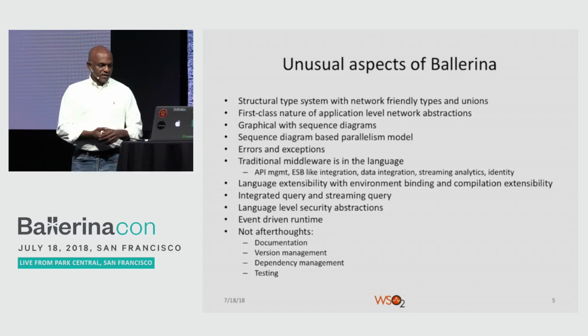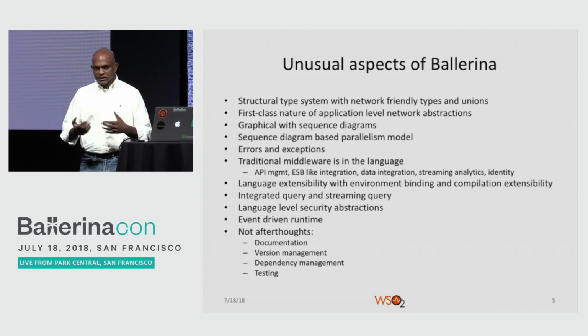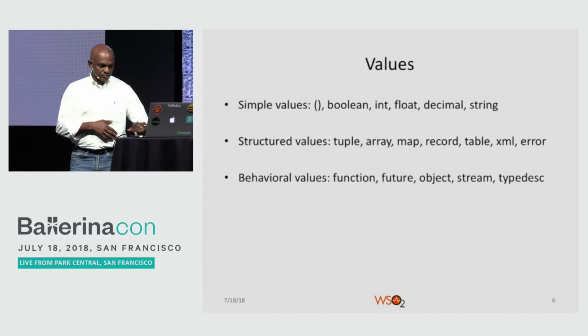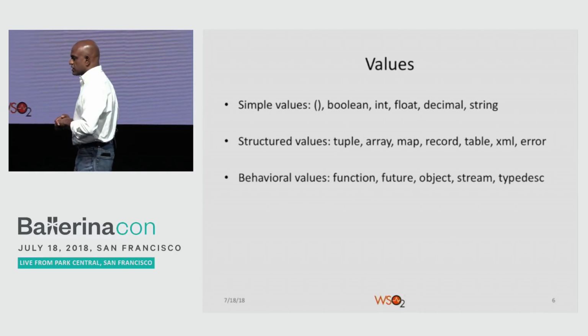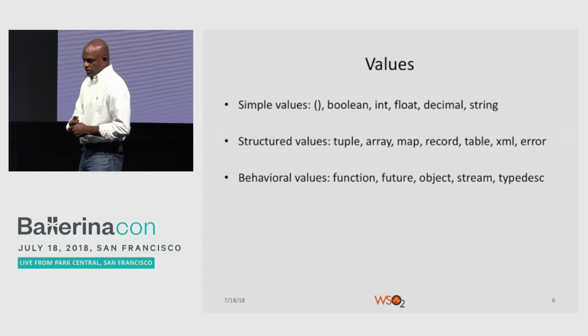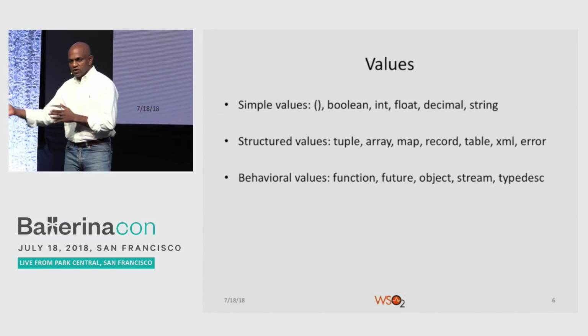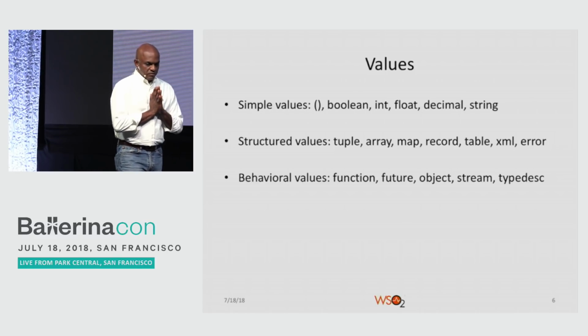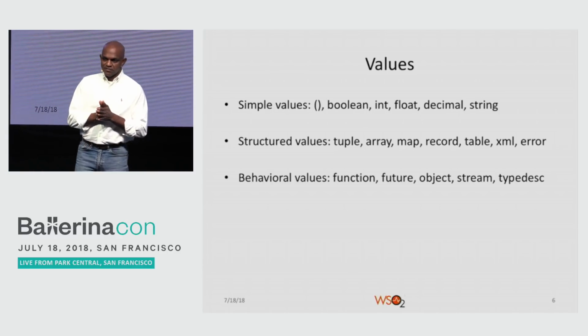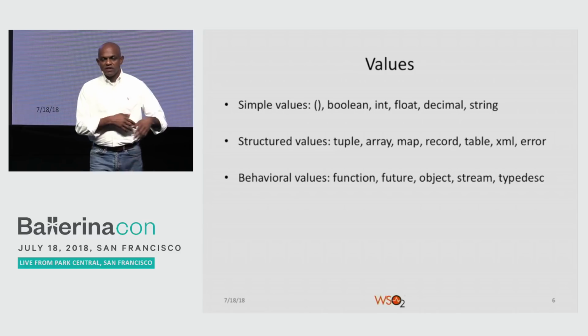All right, let me spend the rest of my time on the first few bullets to give a little bit more detailed understanding of what's different about Ballerina at a core level. The first thing is related to the type system and how we deal with values. So I'm going to introduce this concept of values and then talk a little bit about the type systems. There are different kinds of values that you can operate on in Ballerina. There are 3 fundamental kinds: simple values, structured values, and behavioral values.